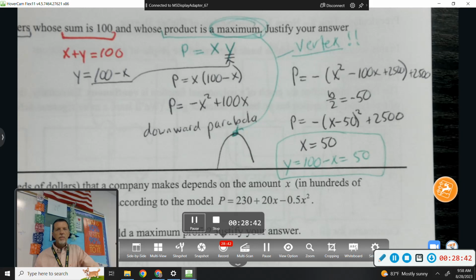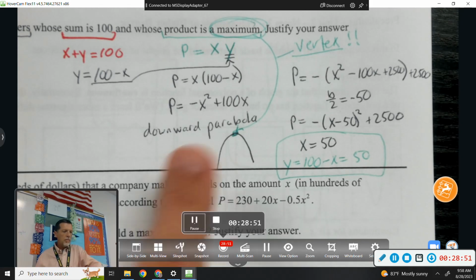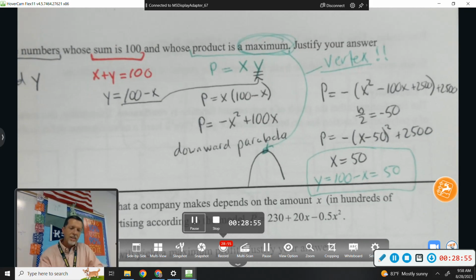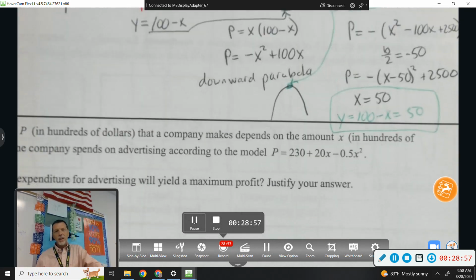Justify your answer is showing your work. So I don't need a paragraph explaining what you did. I just need you to show your work. And maybe some words to indicate what you're doing. But again, this is not like explain with a short answer. No, just show your work.